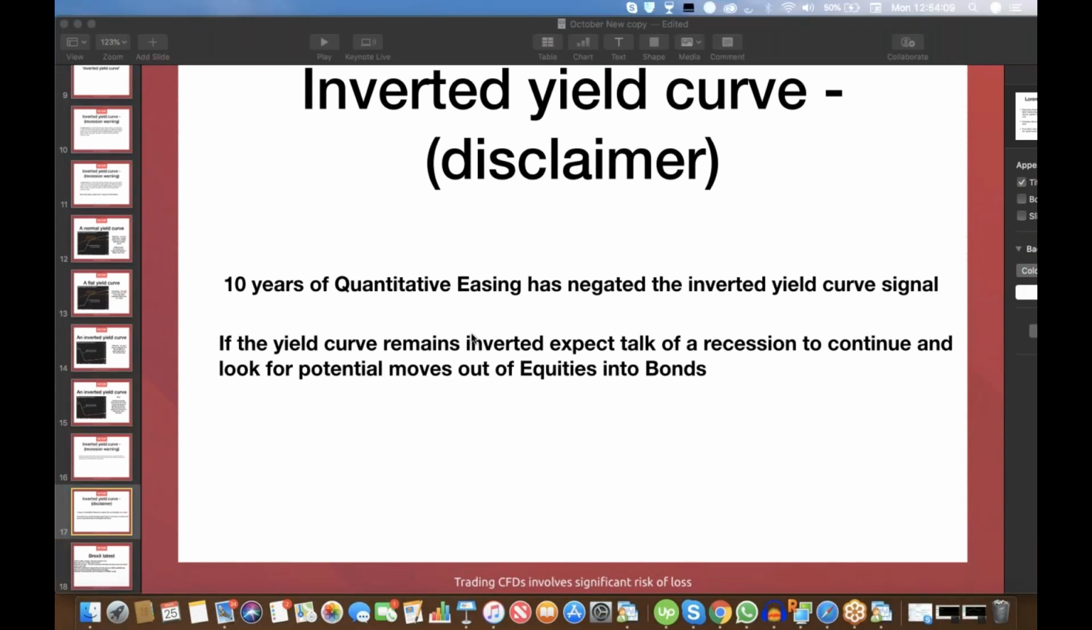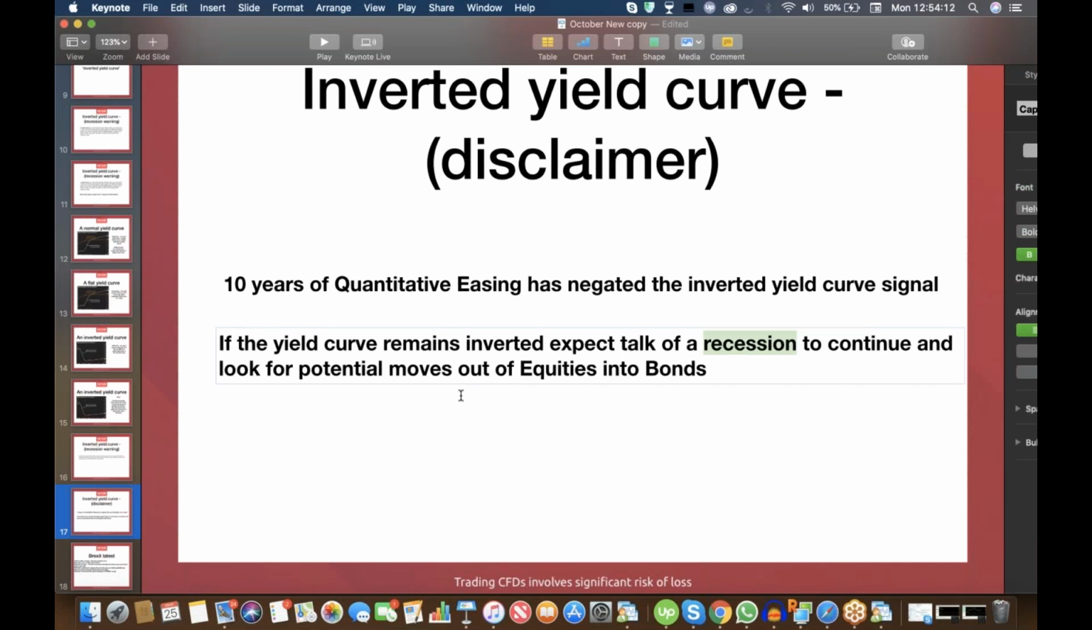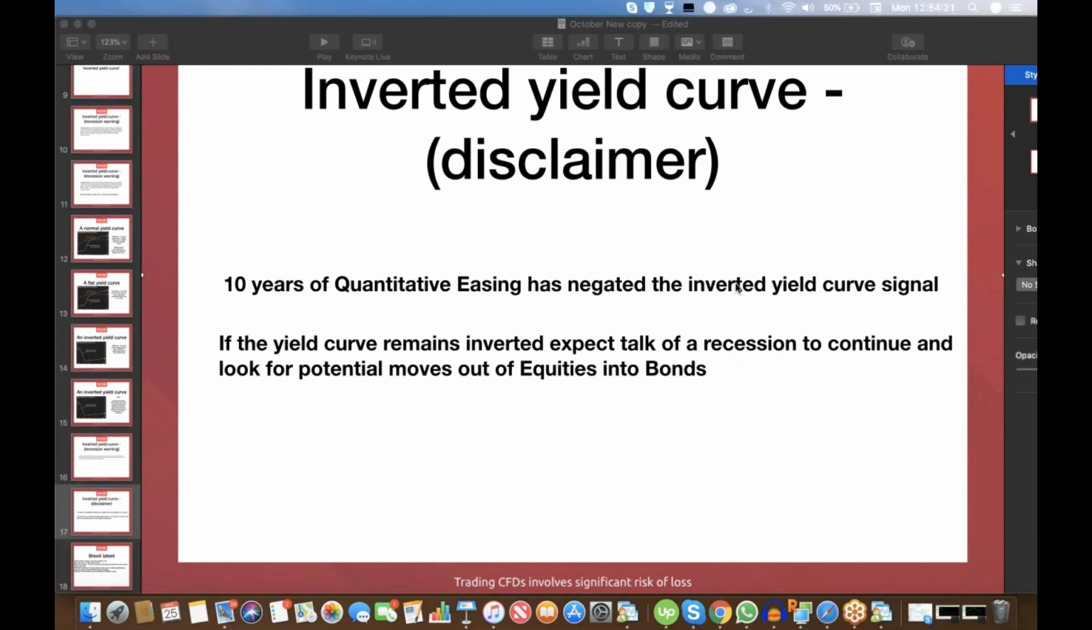Now, if this yield curve remains inverted, expect talk of a recession to continue and look for more potential moves out of equities into bonds. That's what we'll see, because there's a school of investment thought that says you invest in either equities or bonds. When the market is doing well, growth is coming, and people are optimistic about the national economies, you buy equities. Then when that business cycle has run its course, and the Federal Reserve is pausing interest rates, or might be cutting them, you take your money out of equities and put it into bonds. So be aware of that dynamic going forward.